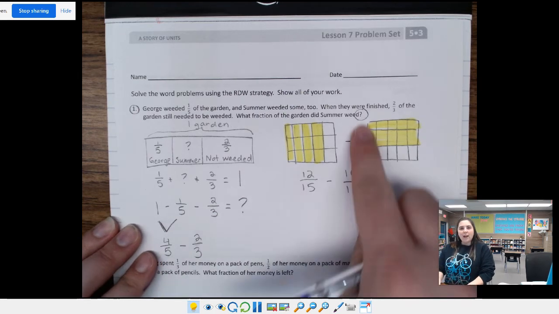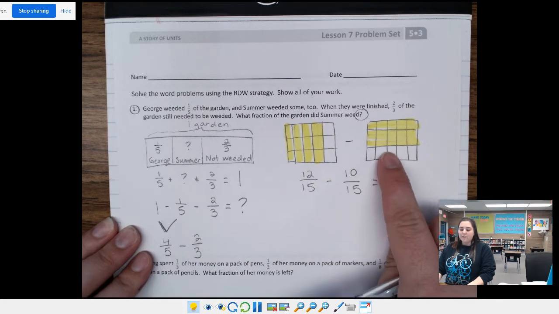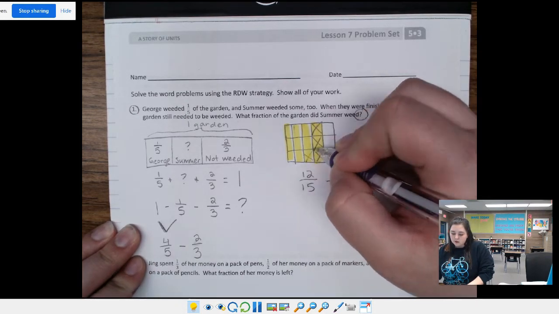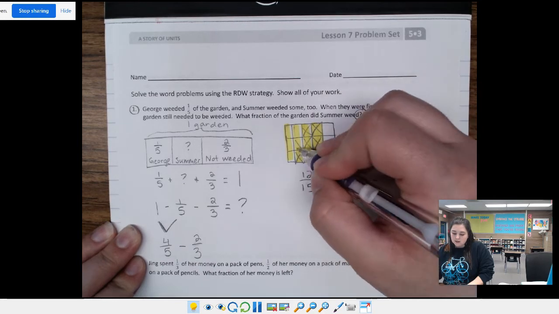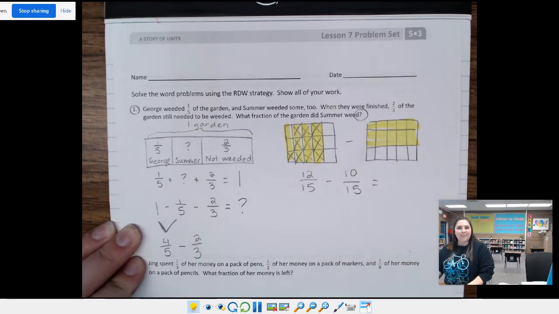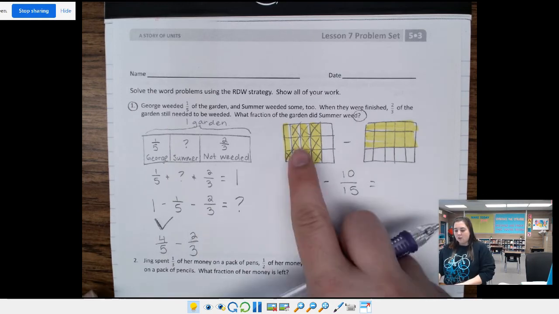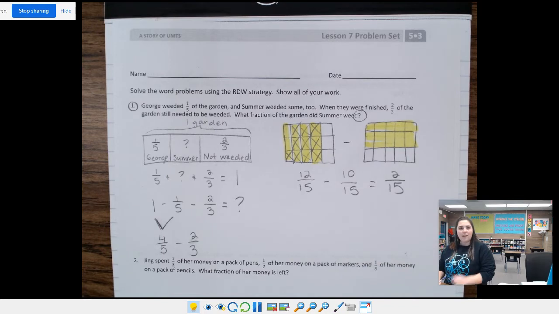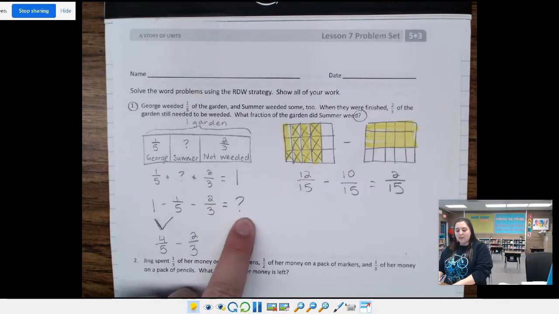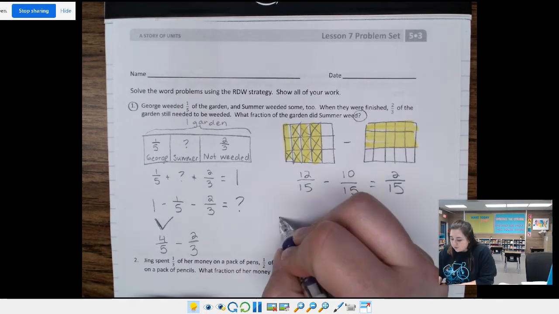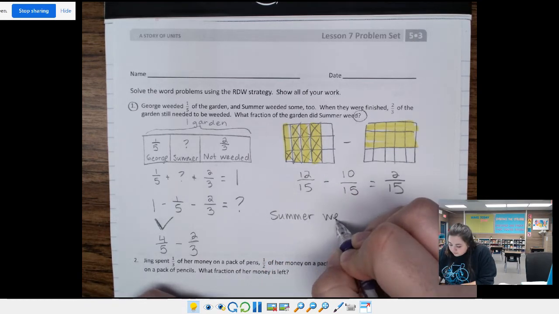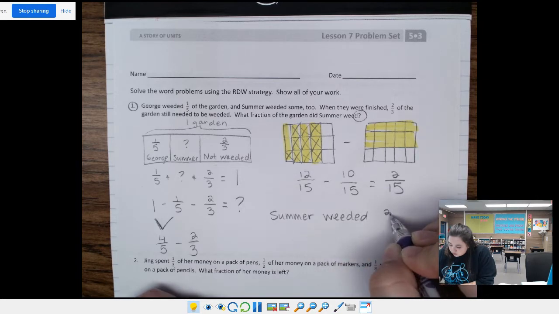So remember, this is what I have. This is what I have to take away. Take away 10 pieces. 1, 2, 3, 4, 5, 6, 7, 8, 9, 10. So what's left? 2 15ths. That is going to be how much Summer weeded. So I could say Summer weeded 2 15ths of the garden.